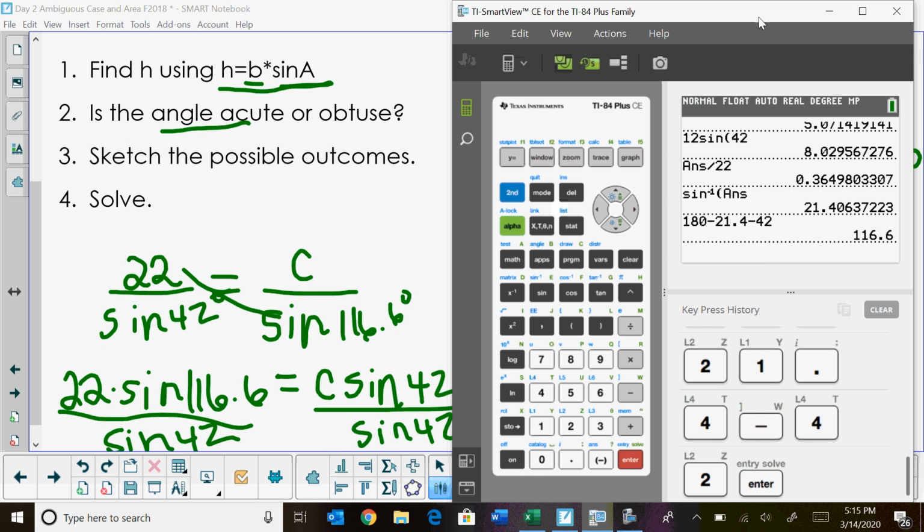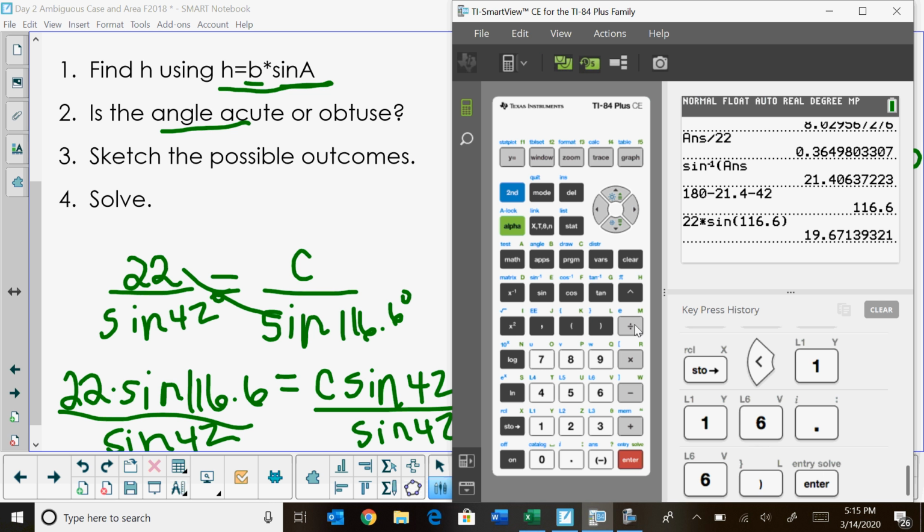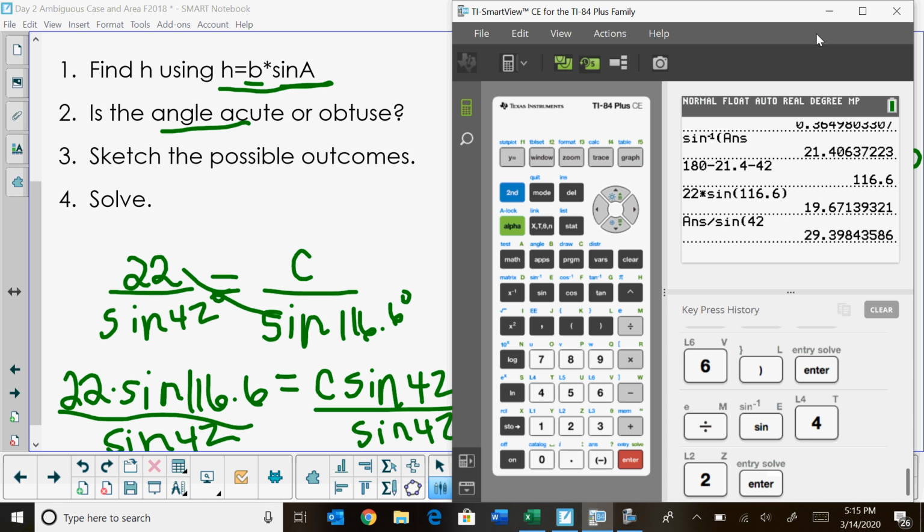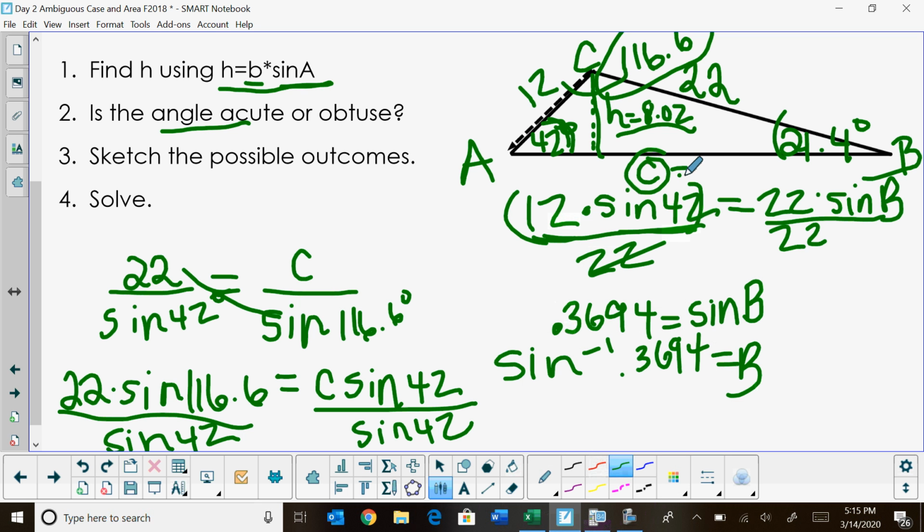So let's look at this. We're going to take 22 times sine of 116.6. I'm going to get that answer. I'm going to divide that by sine of 42. And that is side C, which is 29 point. I'm going to round that to 4, 29.4. So this side is 29.4. Now let's use our number sense.